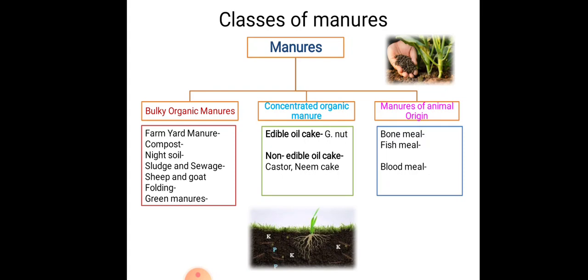But in concentrate organic manure the quantity required is small, and that quantity supplies more essential nutrients as compared to bulky organic manure.